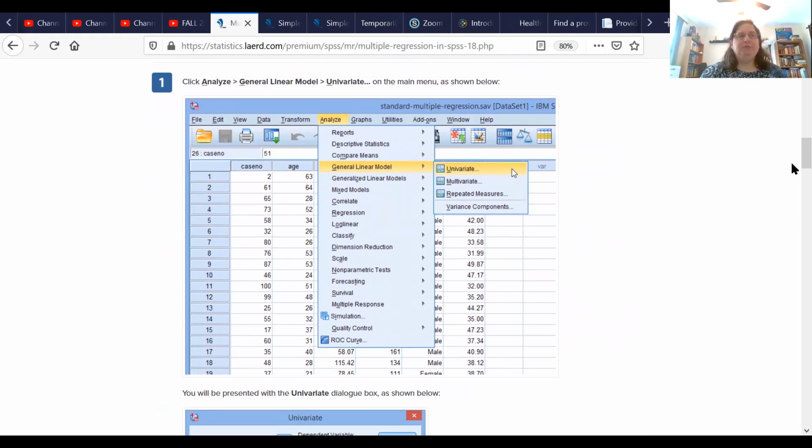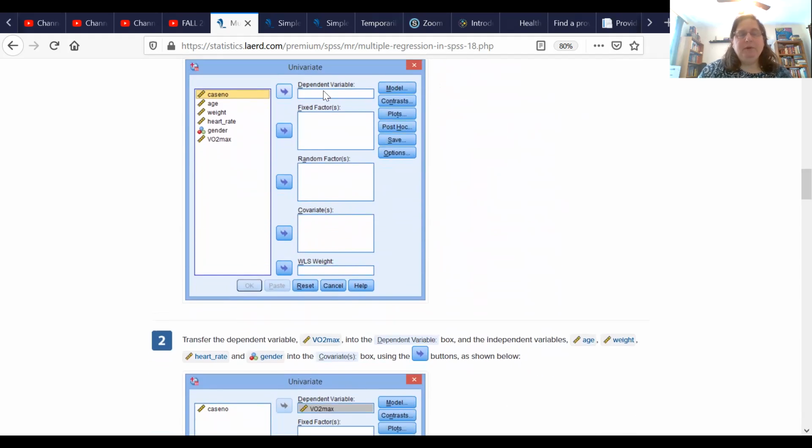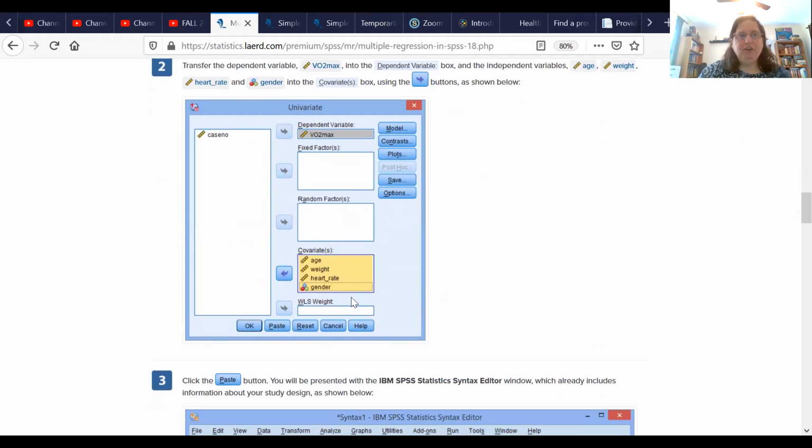How do you do it with SPSS? What I've been promising to tell you. Okay, this is very similar to how you did it for simple linear regression with SPSS. Go to general linear model, go to univariate. Put your dependent variable, VO2 max, by dependent variable. Put your independent variables by covariates: age, weight, heart rate, gender.